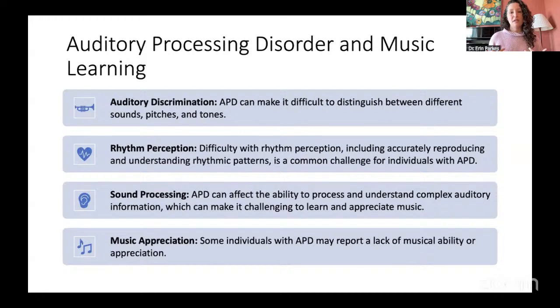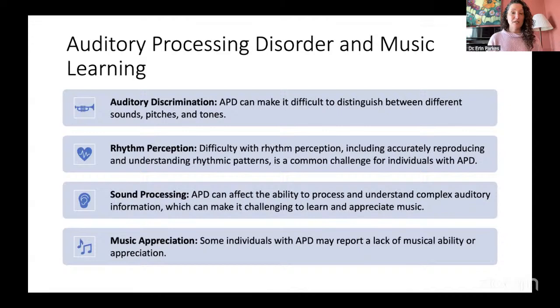So there might be difficulty hearing all of the higher pitches or processing them properly, but also things like, is something higher or lower, or is it going up or going down? Like those kinds of things can be really difficult for people with APD.